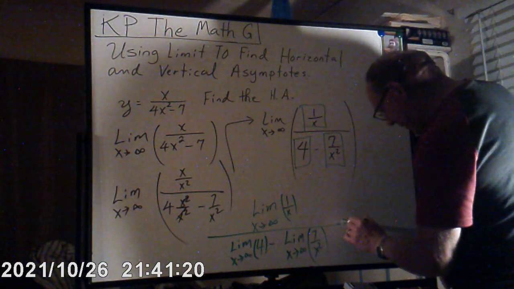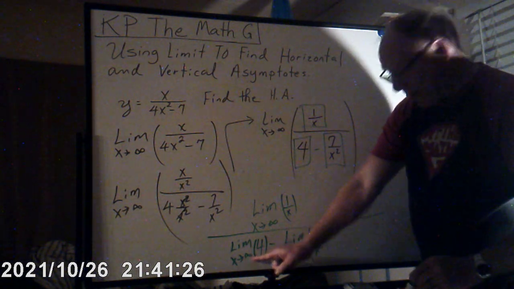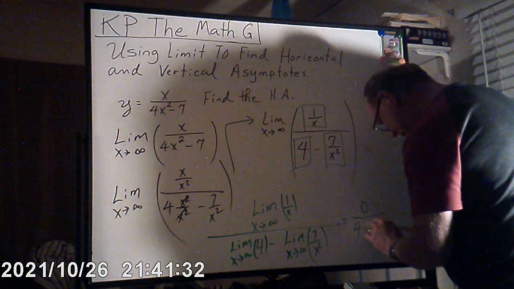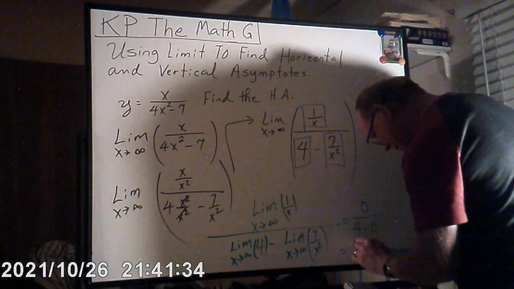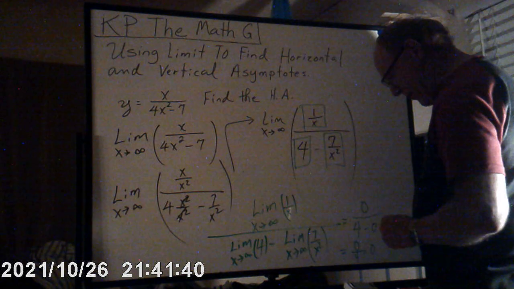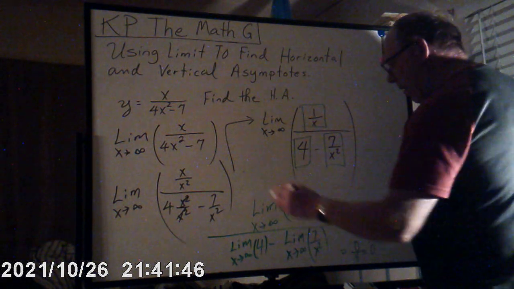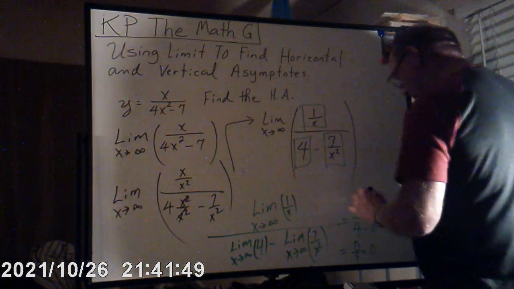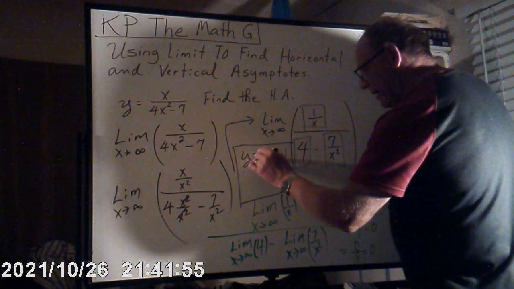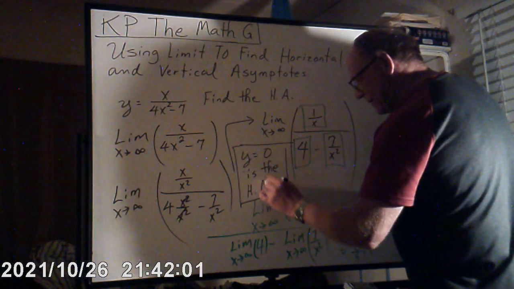This answer here is 0. This answer here, no matter how far out we go, the answer is still 4. And this answer here is 0. So 0 over 4 minus 0 is 0 over 4, which is 0. So, therefore, go back to my black ink again. Y, here's our answer here. Let's put it right in here. Okay, y equals 0 is the horizontal asymptote.